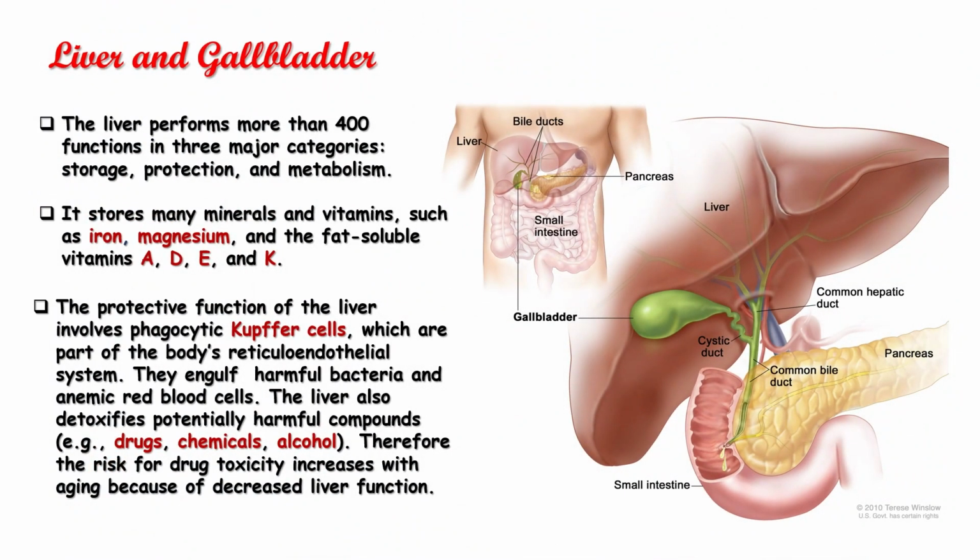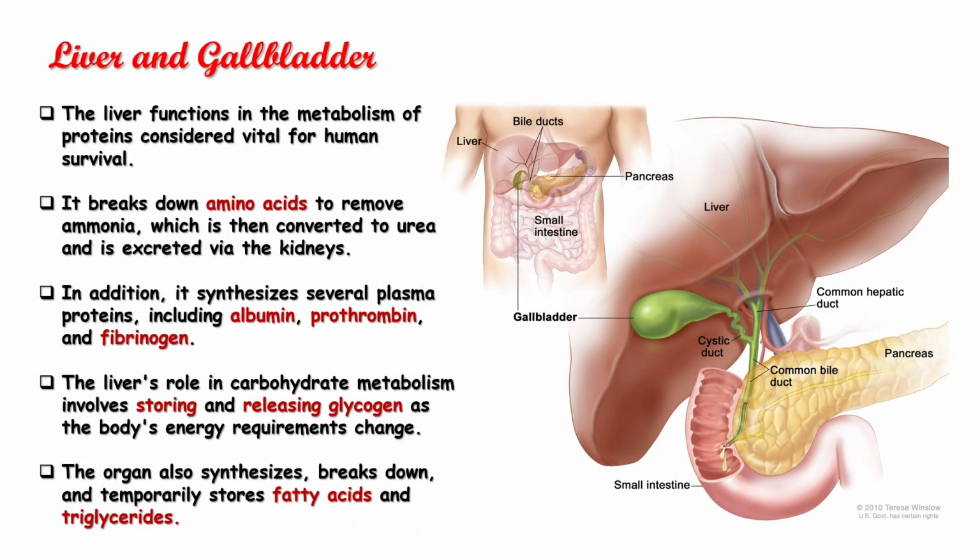The liver performs more than 400 functions in 3 major categories: storage, protection, and metabolism. It stores many minerals and vitamins, such as iron, magnesium, and the fat-soluble vitamins A, D, E, and K. The protective function of the liver involves phagocytic Kupffer cells, which are part of the body's reticuloendothelial system. They engulf harmful bacteria and anemic red blood cells. The liver also detoxifies potentially harmful compounds like drugs, chemicals, alcohol. Therefore, the risk for drug toxicity increases with aging because of decreased liver function.